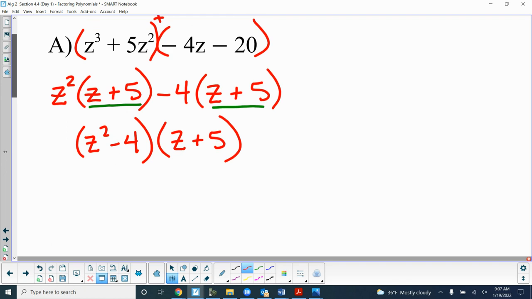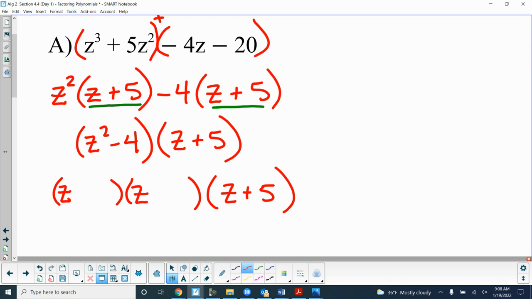Settle down. What do we call Z squared minus 4 again? The perfect squares. Is there a minus sign between them? Yeah, so that's a difference of squares. So we got to go another step. Z plus 5 we can't do any more with. What's the square root of Z squared? Z. What's the square root of 4? 2. One's addition, one's subtraction. Remember? Now we're finished.